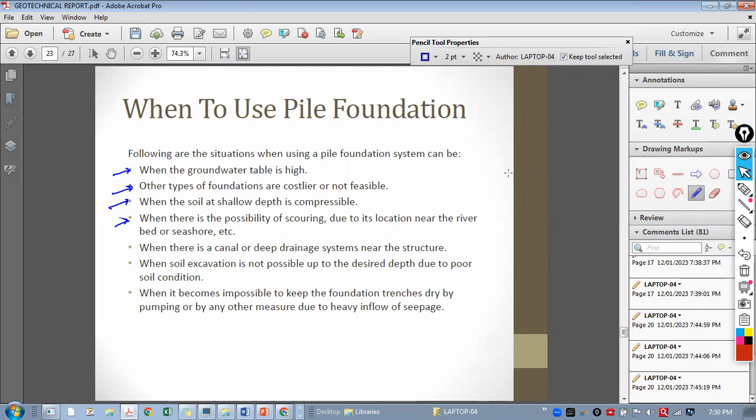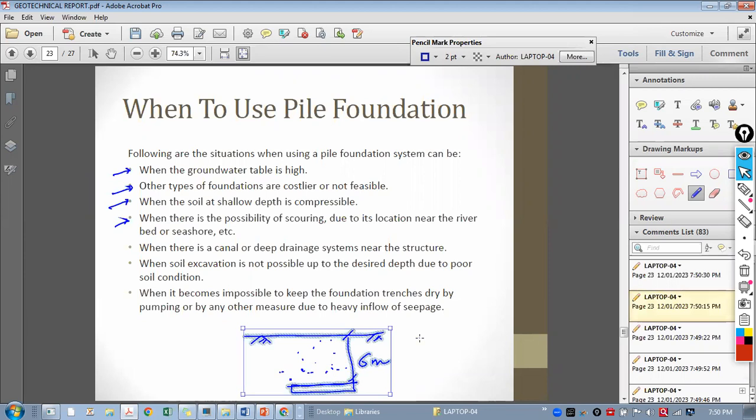Or let's say we have this soil level and till 6 meters, for example, we don't find any hard strata. Then to dig this soil till 6 meters may not be feasible. It is very costly also, or has safety issues also. So in that case, if you know that the hard strata is quite below the ground, then we can go for pile foundations. So these are the areas where we can think of pile foundations.